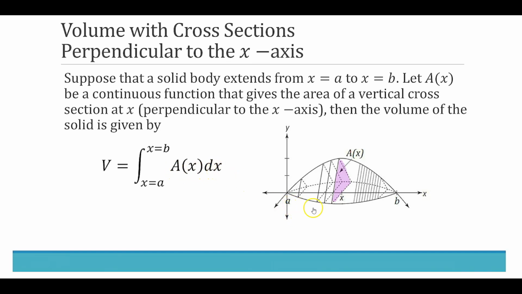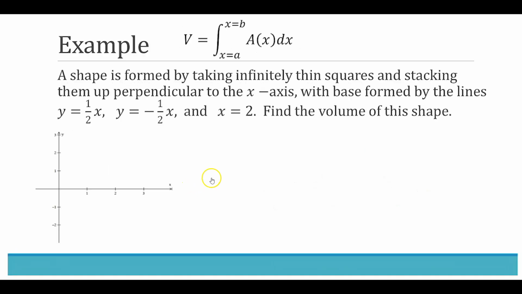So again, looking at the previous image, if we want to find the volume of this solid extending from x equals a to x equals b, then we need only find a way to represent the area of a cross-section as a function of x. And then we're going to set up this definite integral which will yield the exact volume of the solid. Let's go ahead and look at our first example.